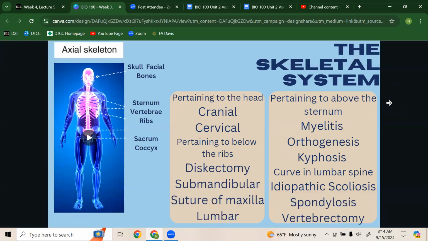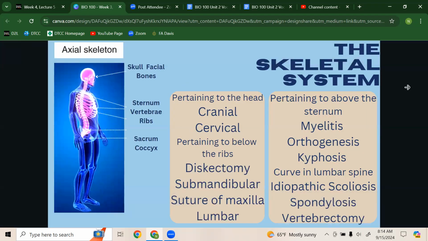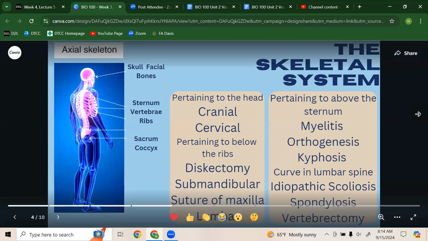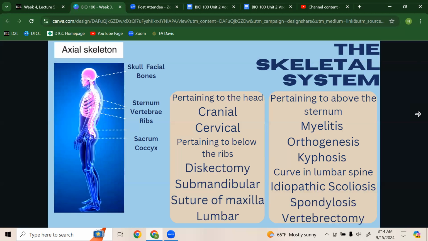Okay, pertaining to above the sternum. So pertaining to above the sternum. I think this is another one that you could probably have at least two right answers for. Suprasternal would probably be the most common. Suprasternal. Oops, sorry guys. Suprasternal. I think another one you could use is superosternal. Episternal would not be a good answer.